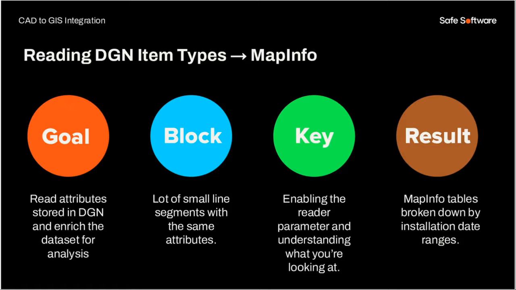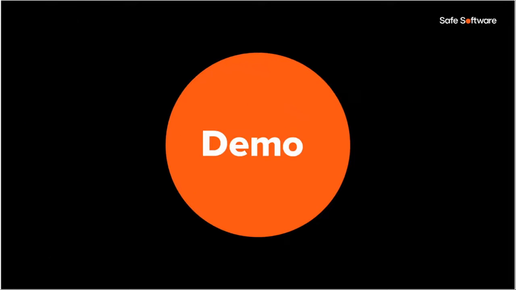And the result for this workspace will be MapInfo tables broken down by installation date ranges. So we're going to take one of the attributes, we're going to create ranges of dates when these mains were installed, and we're going to output multiple MapInfo tables.